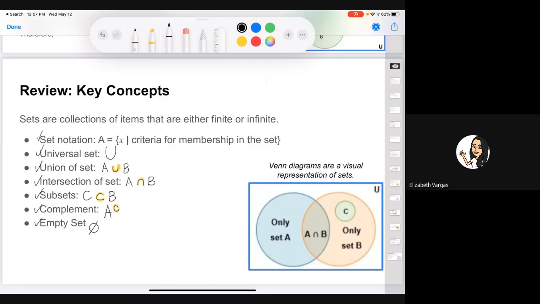Oh, and what does set notation tell me? Set notation tells me I have a certain set. You can name it whatever, A, B, C, whatever you want. But basically what this set will tell me is, what criteria does my elements have to meet in order to be part of that set? Do they all have to be numbers? Do they all have to be letters? Do they all have to be even numbers, etc.?